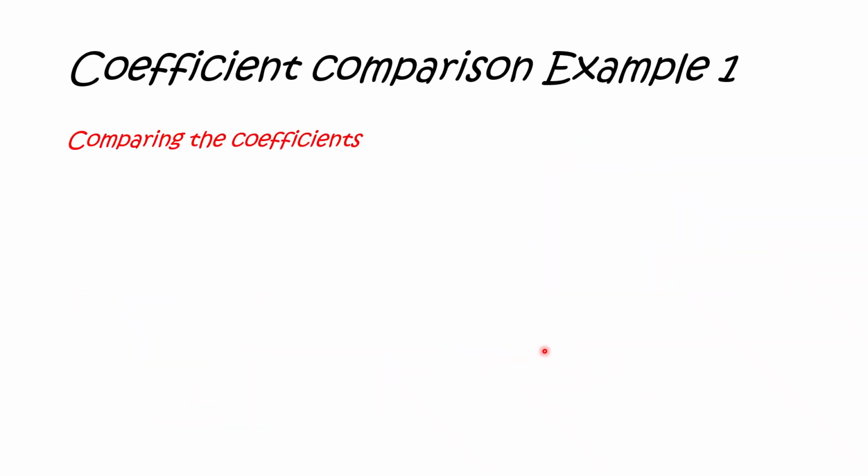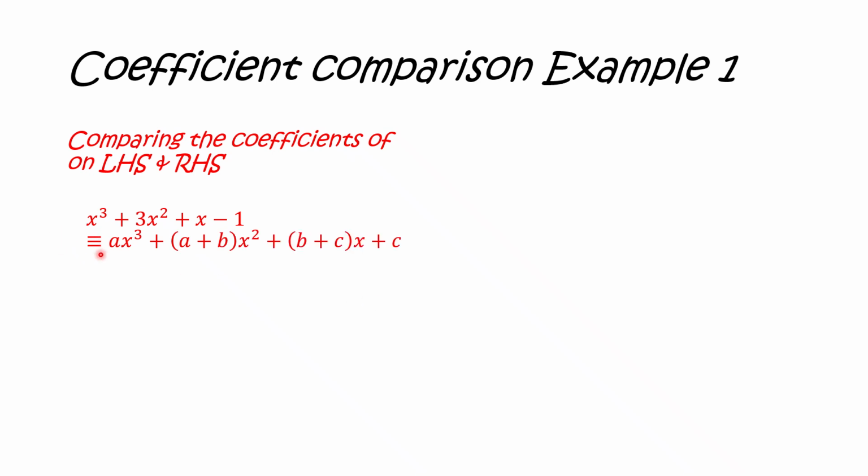And remember, this is an identity. That's why we have the 3 lines instead of the equals to. Right, so with that, we now move on to compare the coefficients. The coefficients of x cubed on the left-hand side with the ones on the right-hand side. So we see that on the left-hand side, we have 1, and on the right-hand side, we have a. So a is equal to 1.